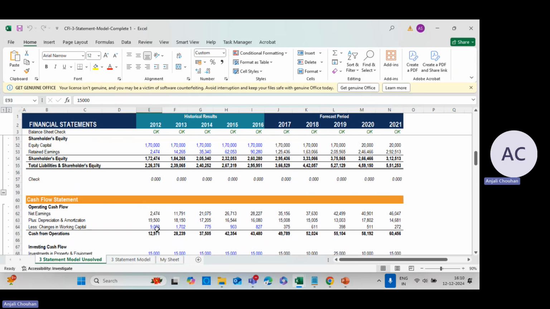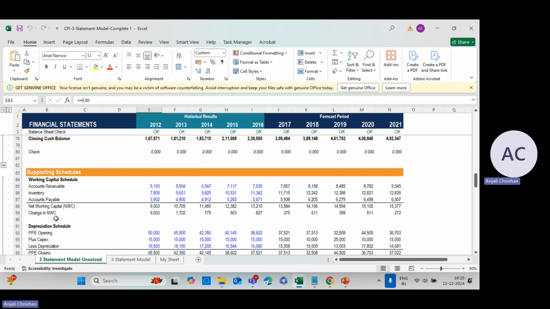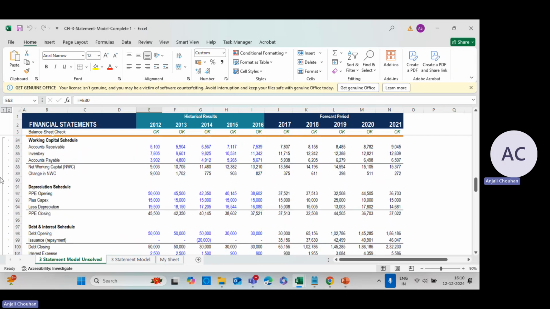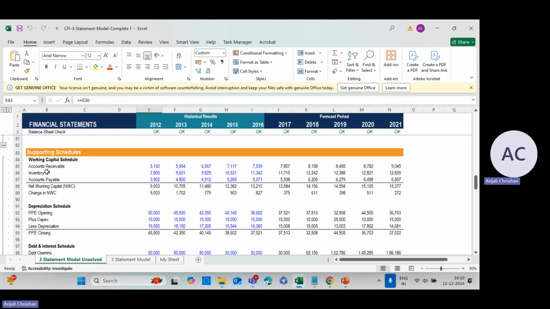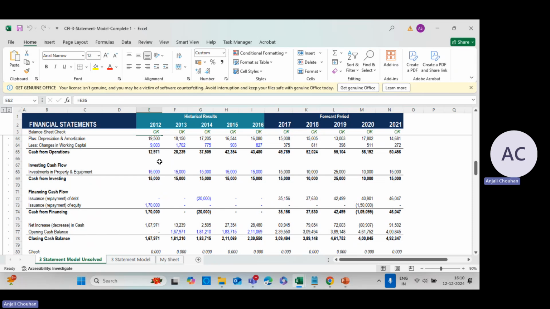So this 19,500 you can see there in the operating cash flow, and then less changes in working capital. The changes in working capital arrive from the working capital schedule. All the current assets minus current liabilities will give us the net working capital. So it is 9003. It is absolutely correct. Now, net earnings plus depreciation minus changes in working capital will give us the cash from operations. So it is 12,971. This is the final figure for 2012.